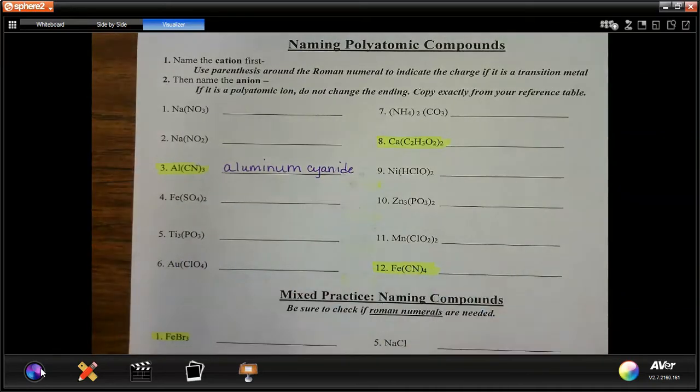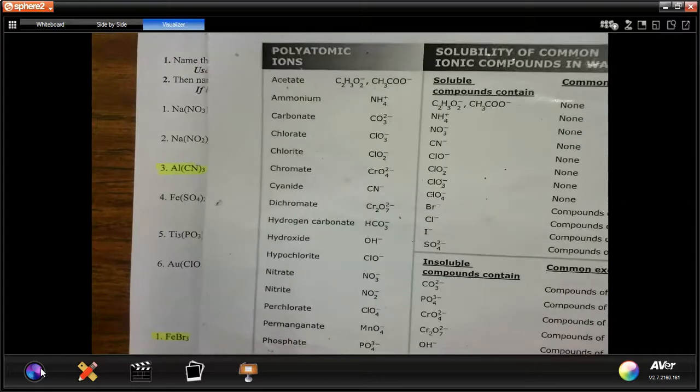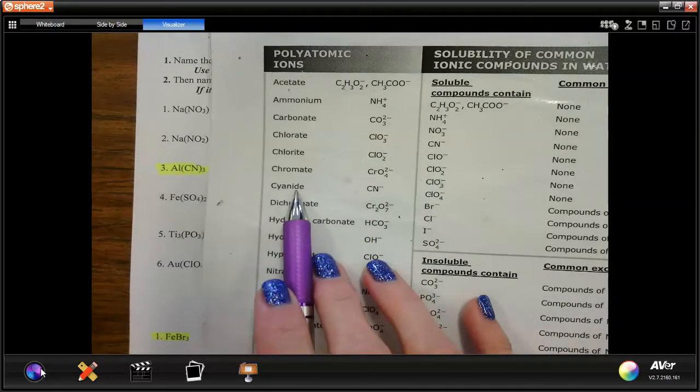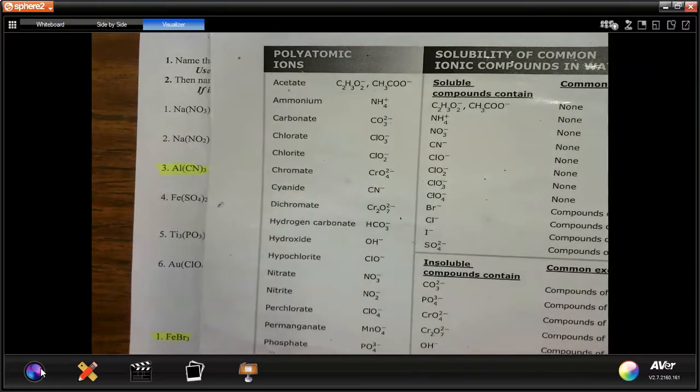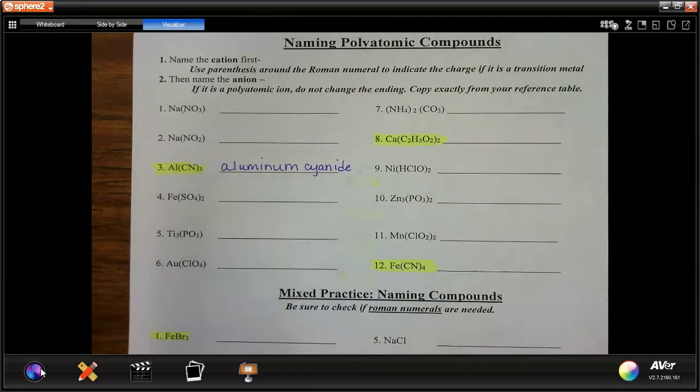Now you don't change anything for that second, that negative ion. You don't change anything. You leave the name exactly as it is. So cyanide stays as cyanide. Chromate stays as chromate. You don't change anything on these polyatomic ions when you're naming them.